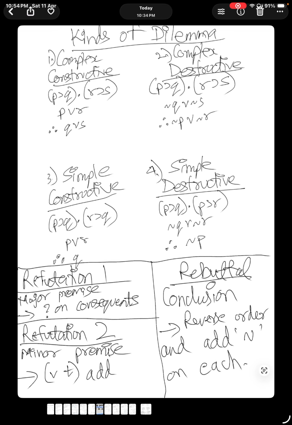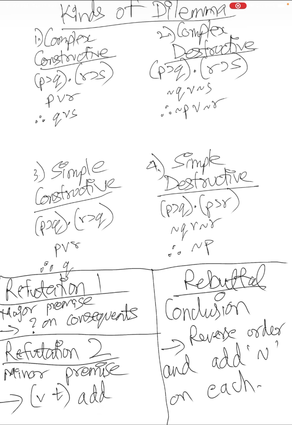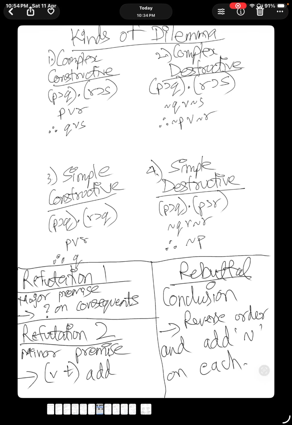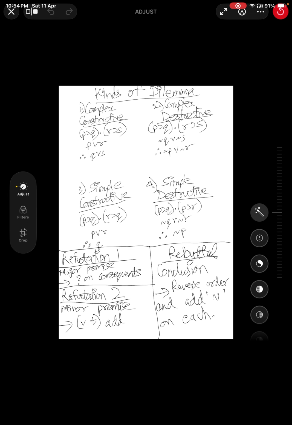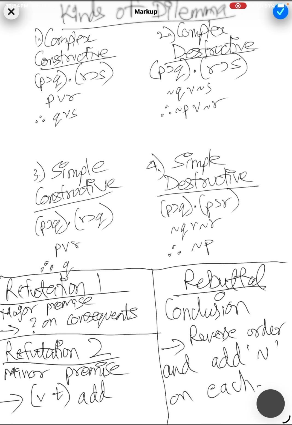These are the kinds of dilemma: complex constructive, complex destructive, simple constructive, and simple destructive. These are the four kinds that we've already discussed. Complex constructive is P implies Q dot R implies S. Complex destructive is P implies Q again dot R implies S. The major premise is the same in both. In the complex constructive, the minor premise has the affirmation of the antecedent, and in the conclusion you have the affirmation of the consequent.